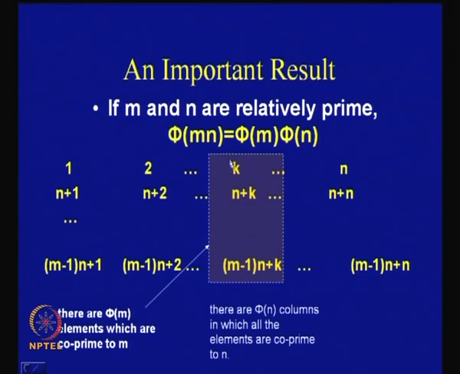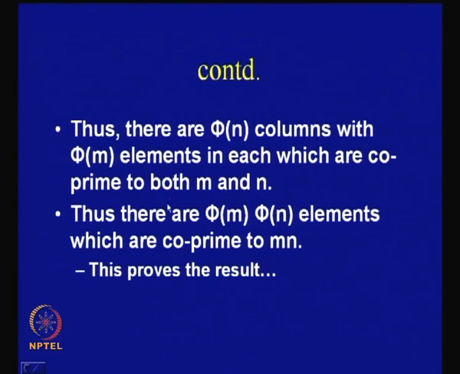So there are phi n columns in which all the elements are co-prime to n, and in each of them phi m elements are co-prime to m. Combining this, we obtain that there are phi m into phi n numbers which are co-prime to both m and n, and that gives us the number phi of mn. Thus there are phi n columns with phi m elements in each which are co-prime to both m and n, and thus there are phi m into phi n elements which are co-prime to mn. This proves the result.